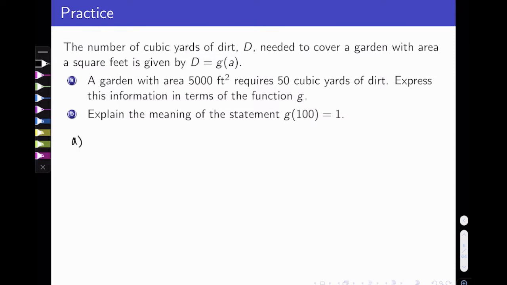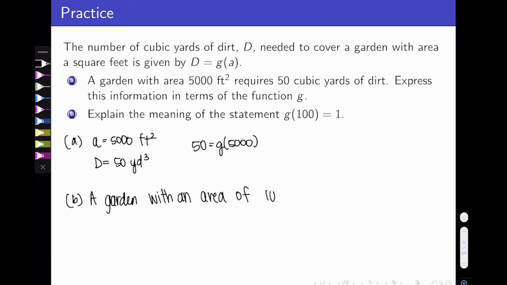So for part A, we want to express the words in terms of D equals G of A. Here we have a garden that has an area of 5,000 square feet. That gives us our value of A. And it requires 50 cubic yards of dirt. That's our output variable D. And so we would say that 50 equals G of 5,000 in our function notation. Alternatively, if we have our function notation G of 100 equals 1, and we want to explain the meaning of the statement in part B, we would say that a garden with an area of 100 feet squared requires 1 cubic yard of dirt.